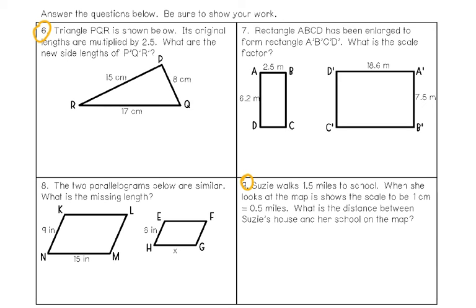So I want to go over these, then we'll be done. So let's look at number 6 first. It says triangle PQR, that's this triangle, is shown below. Its original lengths are multiplied by 2.5.